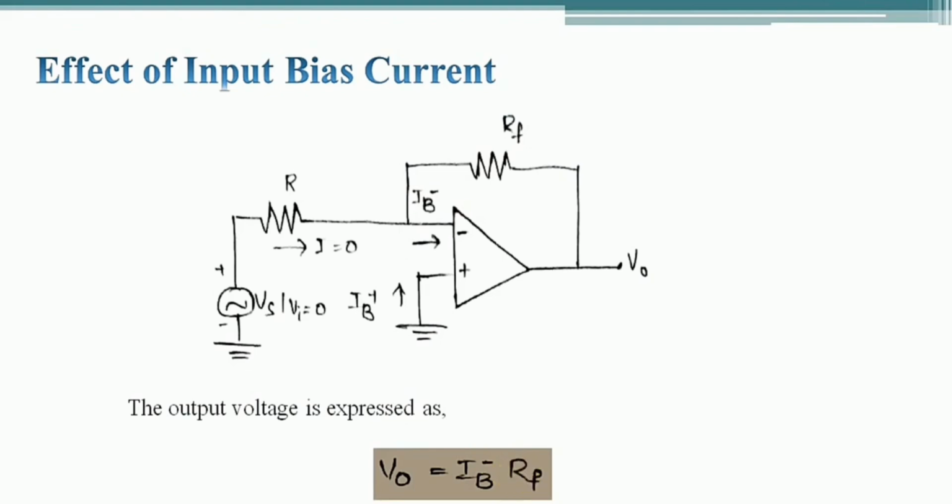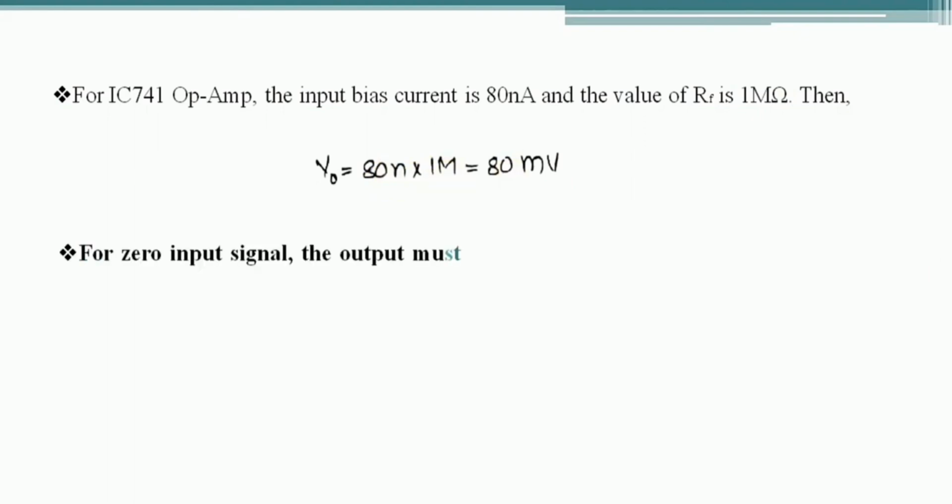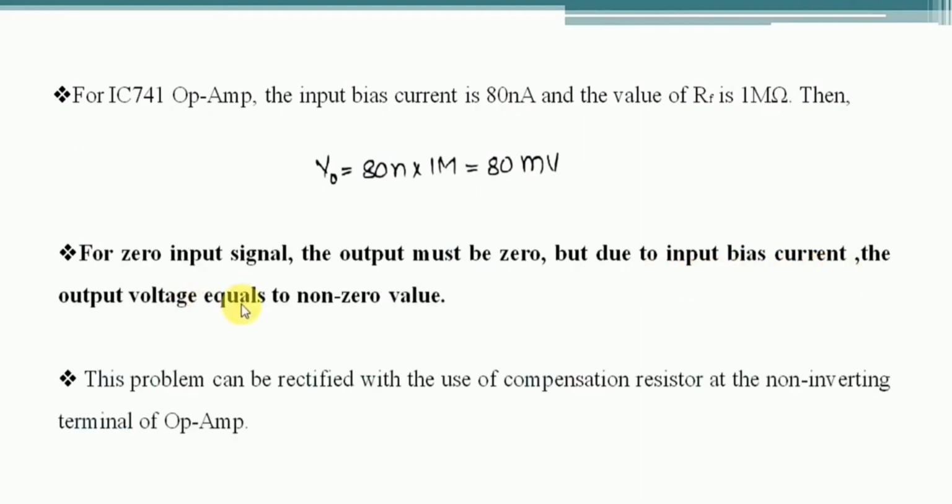Now consider a typical value. For an IC 741 op amp, the typical value of input bias current is 80 nanoamperes and the value of feedback resistor RF is 1 megaohm. At that time, the output voltage V0 will be 80 nano into 1 mega, which is equal to 80 millivolts. For zero input signal, the output must also be zero, but due to input bias current, the output voltage is a non-zero value. Whenever we are measuring the output signal in millivolts, this becomes a serious issue.